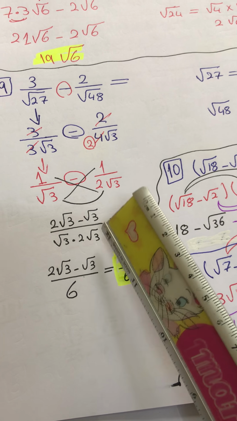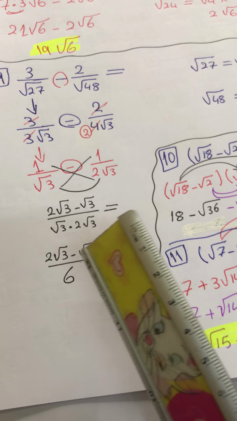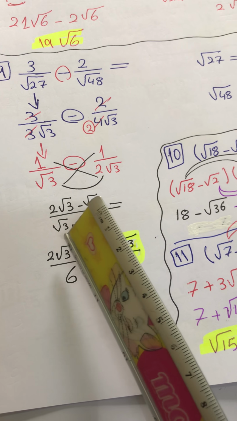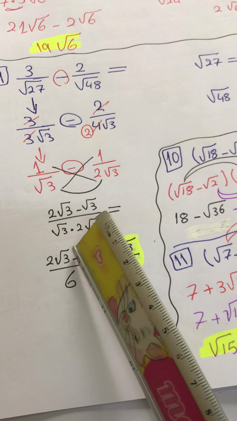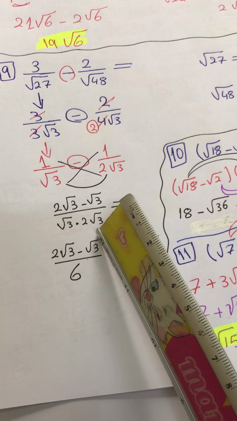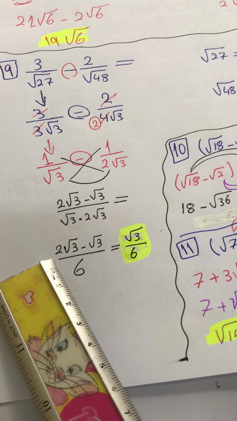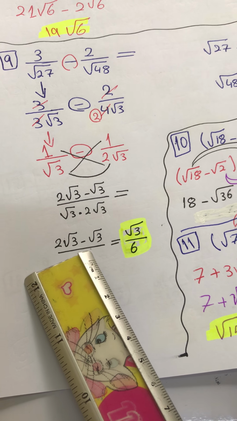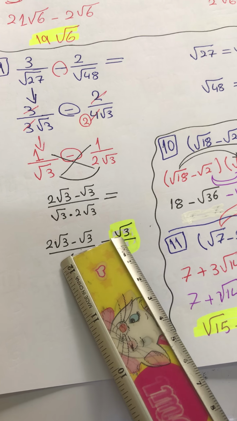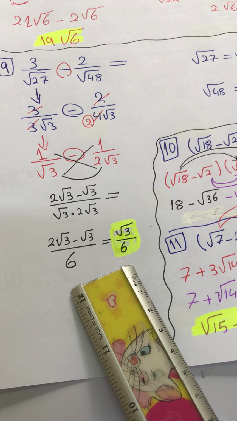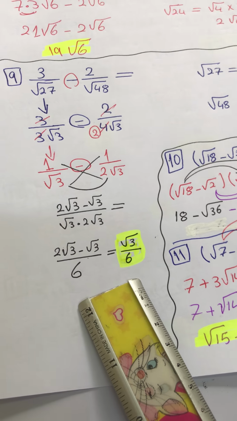Equal what? Let's try. I'll write the top the same, and the bottom square root of 3 times square root of 3 equals 3, times 2 equals 6. So here 2 square root of 3 minus 1 square root of 3 equals 1 square root of 3. So the final answer is square root of 3 over 6, like this.